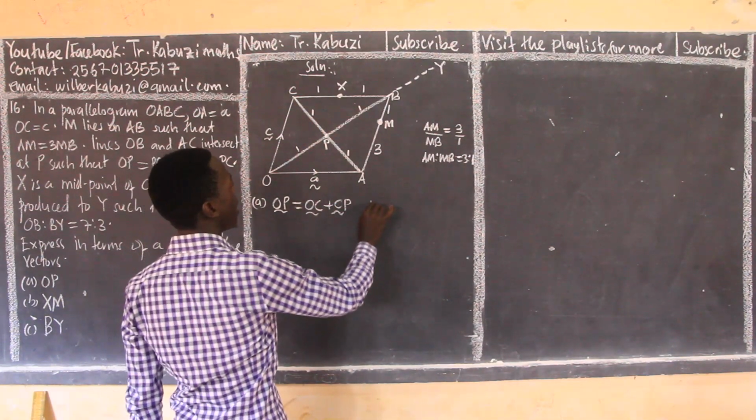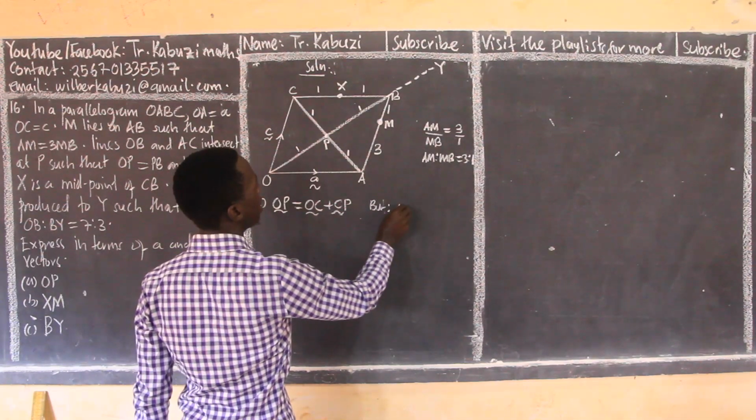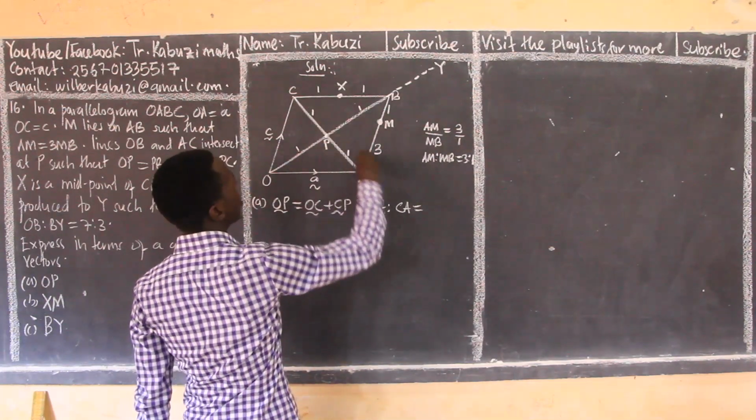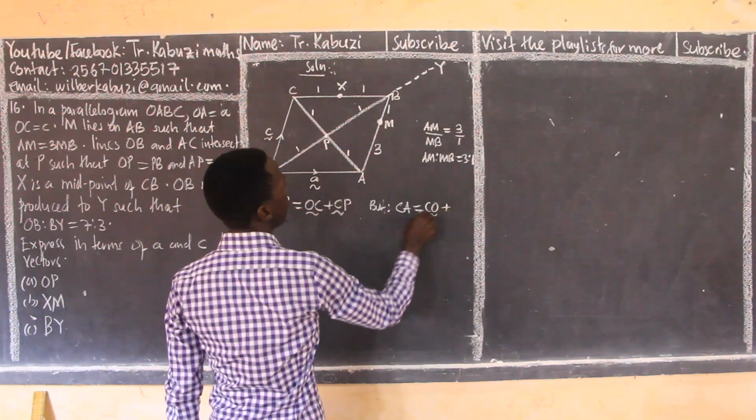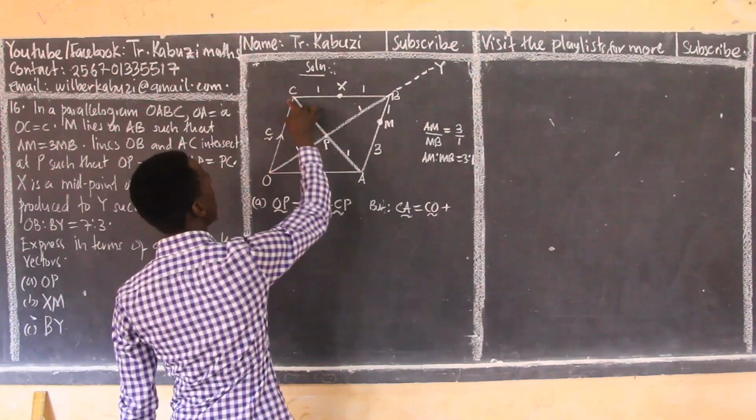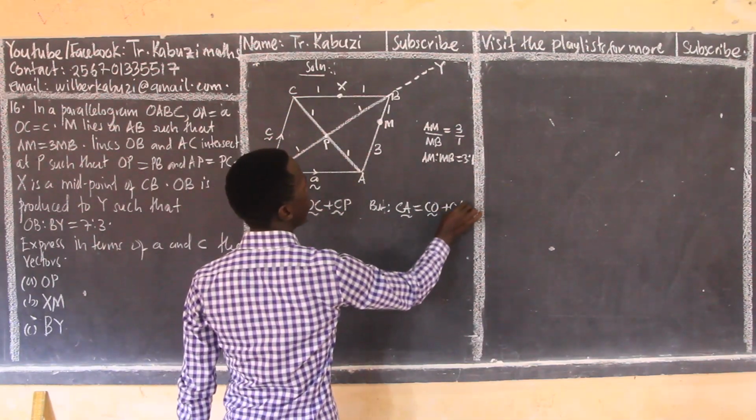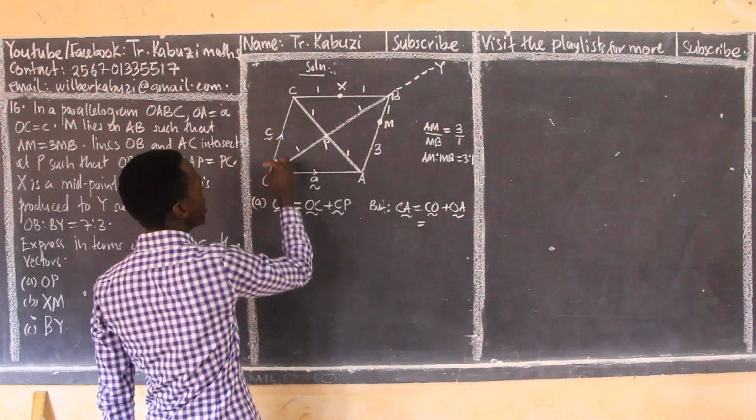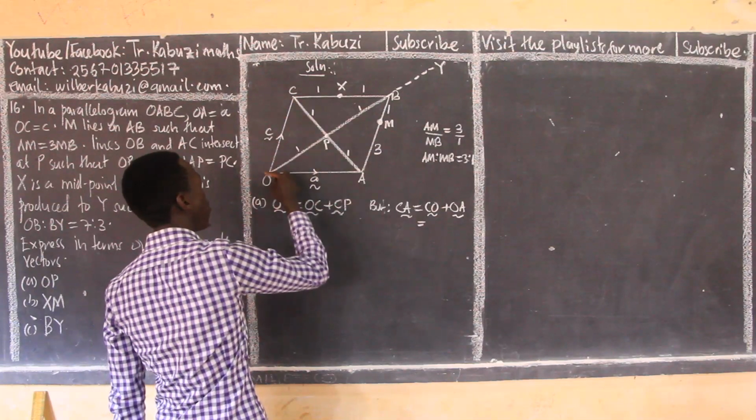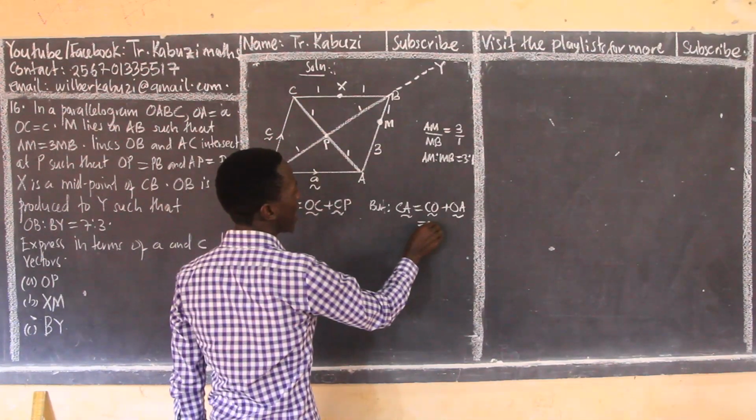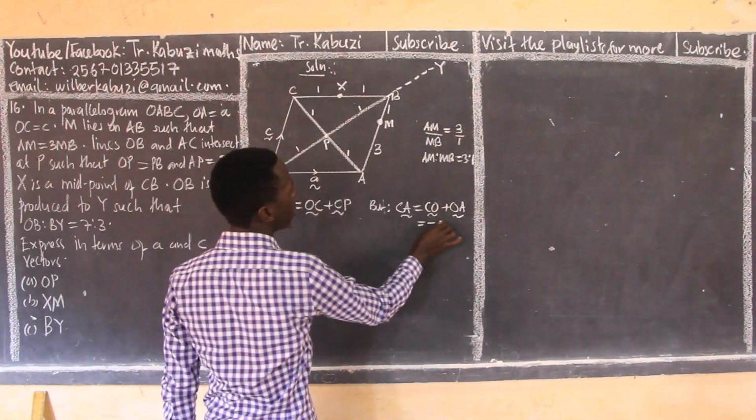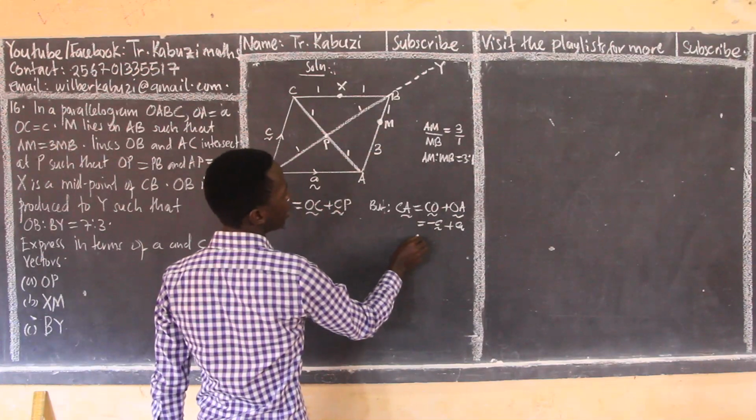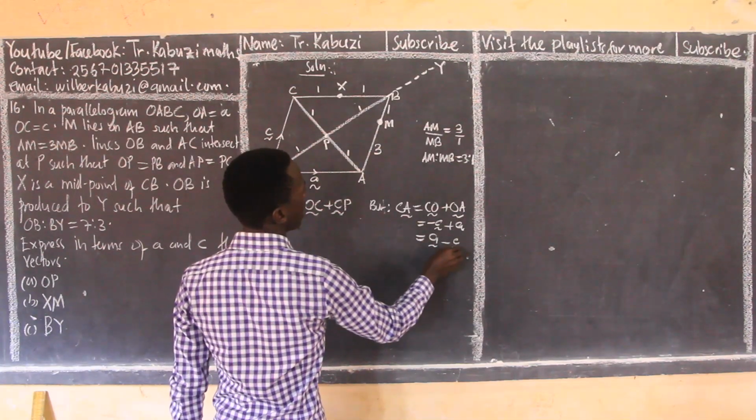So you can come here and say, my CA is going to be what? My CA is going to be CO plus OA. Now my CO, we are changing direction. So this was OC, but now we are moving CO. Whenever we change direction, we attach a negative. So negative of the original vector C plus OA, which is the same direction, which is A. And this one becomes A minus C.